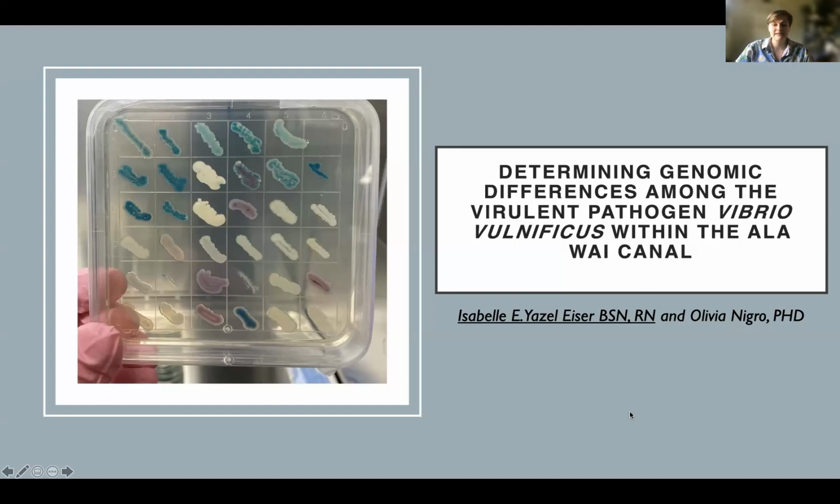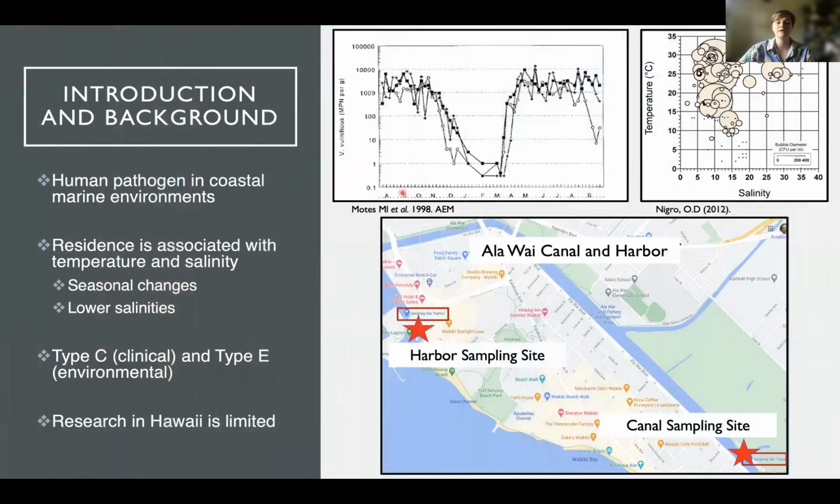Aloha, everybody. My name is Isabelle Eiser, and this semester I worked with Dr. Olivia Nigro on our project determining genomic differences among the virulent pathogen Vibrio vulnificus in the Ala Wai Canal. So this image over here is a square grid plate showing some of the bacteria that we isolated from the canal. So a little bit of background on Vibrio vulnificus.